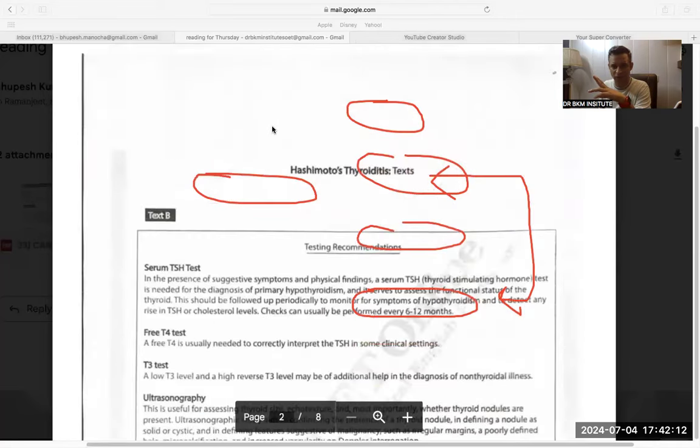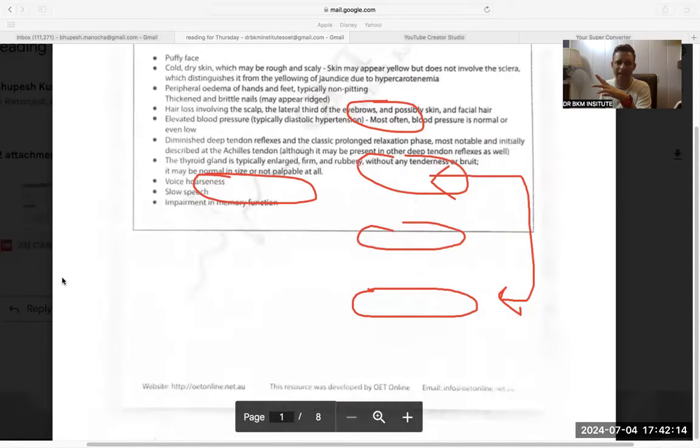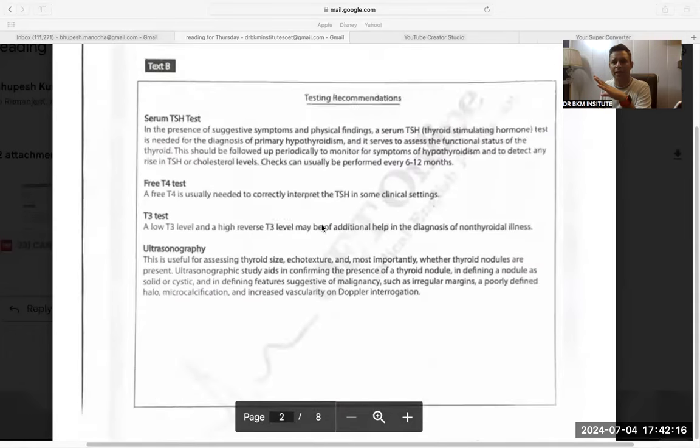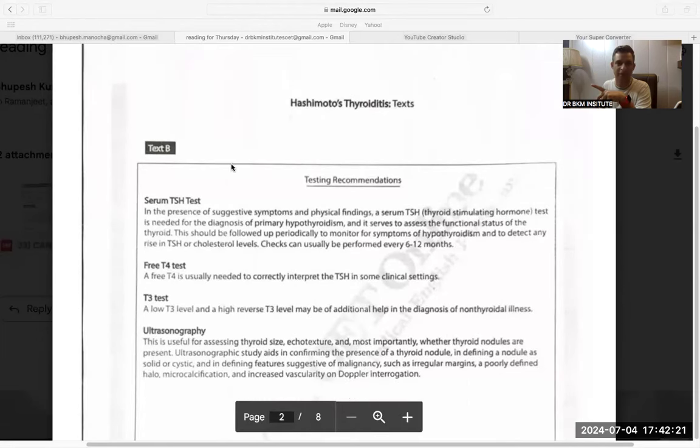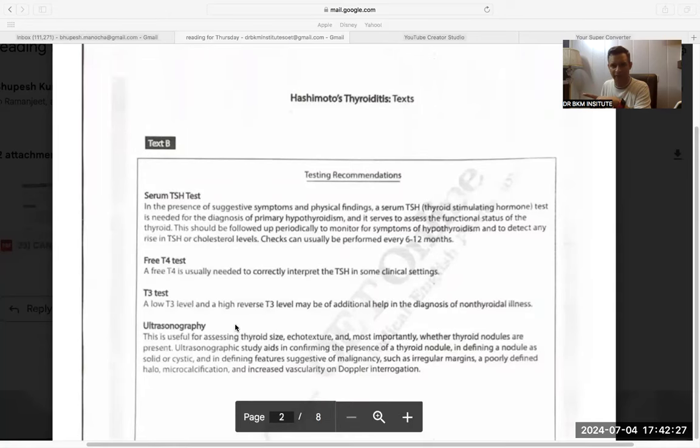You have read questions 1 to 7. By the time I am going to this part, I can see one word, Hashimoto's thyroid. So this can be this. I can see various kinds of tests. I can also see ultrasonography. So this word also I can see.